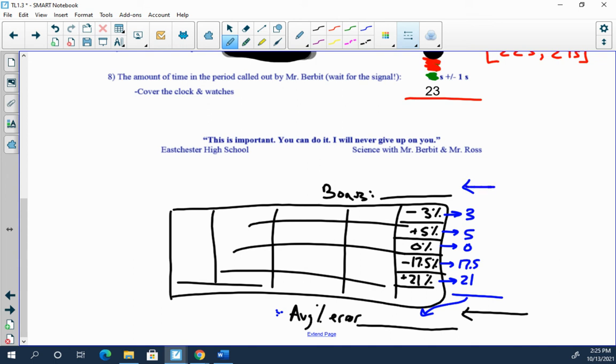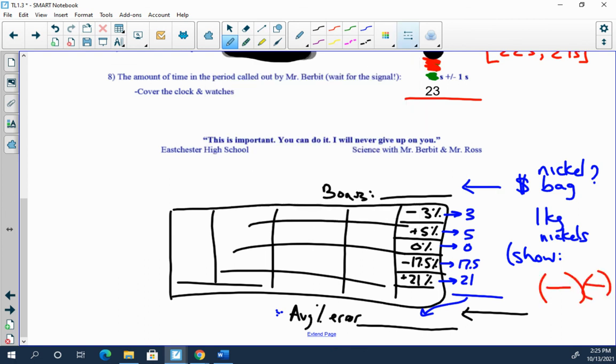Finally, the bonus question is, how much money was the nickel bag worth? Knowing that it's a 1 kilogram bag of nickels, yes, you can go look something up online if you need to about nickels, figure out and show your work, show your dimensional analysis. You start now with 1 kilogram of nickels. Then put the value in dollars of that bag of nickels. All right, cool. This is due in the morning, so do it tonight.